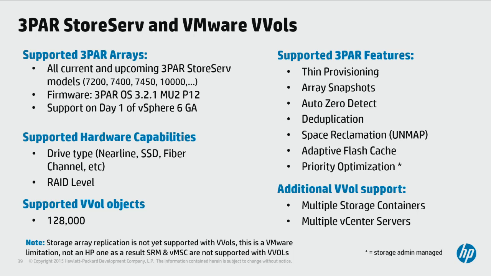We support 128,000 VVol objects currently, and we continue to scale that up. The features that we support on ours are thin provisioning, array snapshots, auto zero detect, dedupe, unmap, adaptive flash cache, priority optimization, and we just introduced support for multiple storage containers. If for some reason you want to put multiples on the array, it doesn't really separate the space out. They're more organizational things when you do them on the same array. But we support multiple storage containers now and multiple vCenter servers.